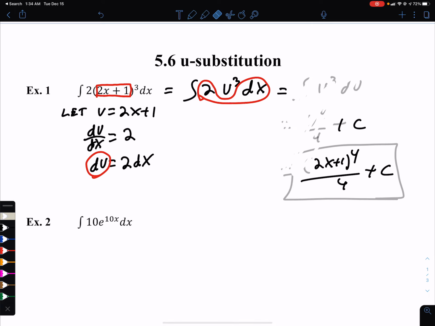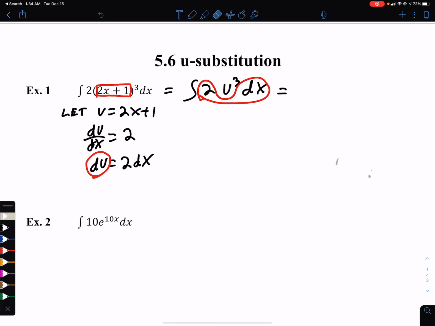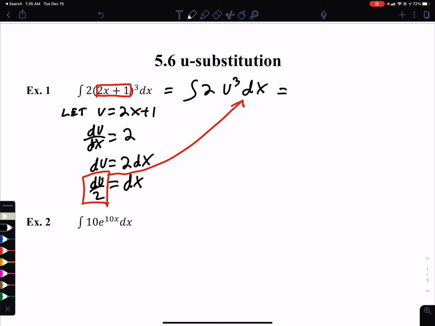So let me erase all this. Now at this point, I want to get rid of dx. I don't want any more because my variable is u. So if I solve for dx, divide both sides by 2, dx will be du over 2. So I can place du over 2 in for dx. I get 2u cubed, and I replace it with du over 2. Those 2's cancel, and everything else is going to happen the same as the last problem.